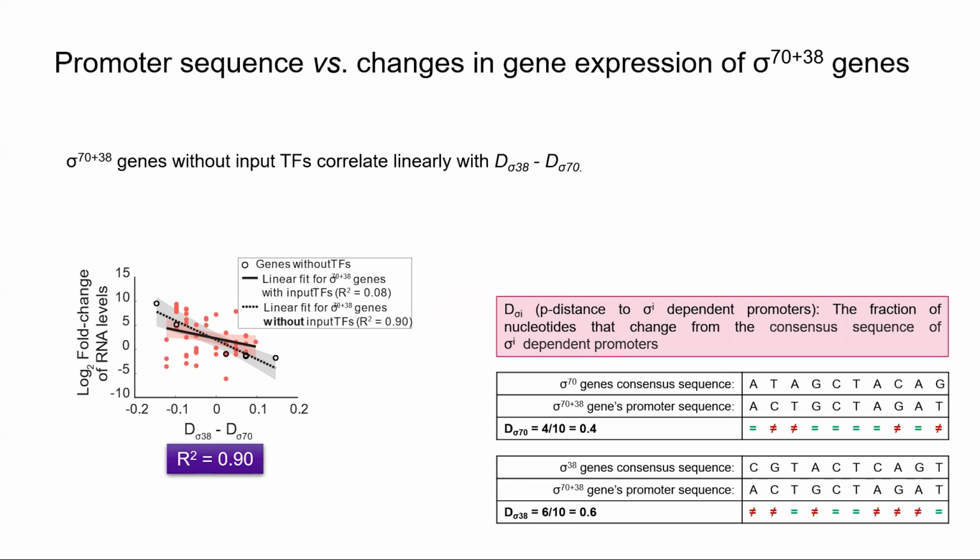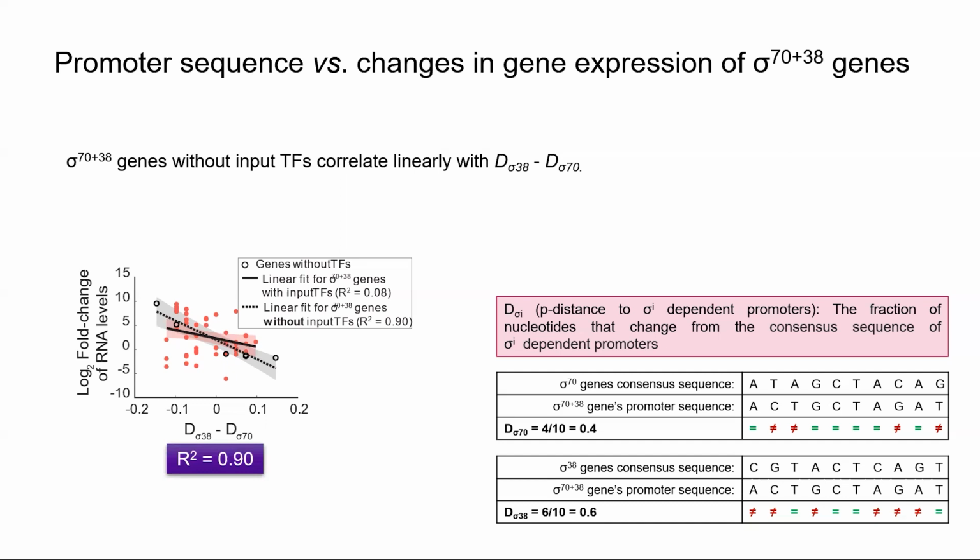To investigate the sequence, we first extracted the consensus sequence from sigma 70 genes and sigma 38 genes. That is, the sequence that is made up of the most frequent nucleotides of sigma 70 or of sigma 38 dependent promoters. Using these consensus sequences, we calculated the p distances d sigma 70 and d sigma 38, which express the fraction of nucleotides from the sequence of sigma 70 plus 38 promoter that differ from the sigma 70 or the sigma 38 consensus sequence.